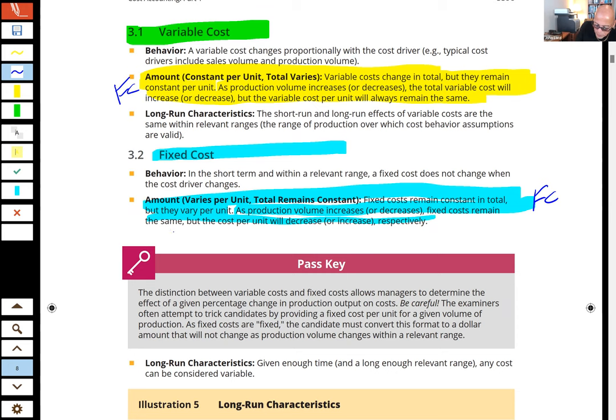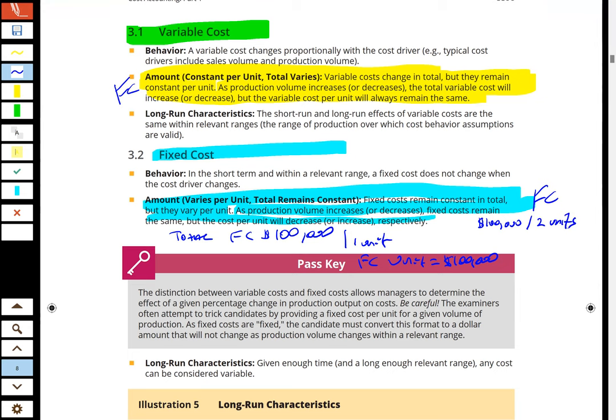Sometimes students have trouble with that, so let's come up with an easy example. Let's say my total fixed costs are $100,000, and I produce one unit. What's my fixed cost per unit? Not a trick question. $100,000. Good. Now my total fixed cost, which is supposed to stay the same, is $100,000, but I produce two units. $50,000. Good. Now my fixed cost per unit is $50,000.